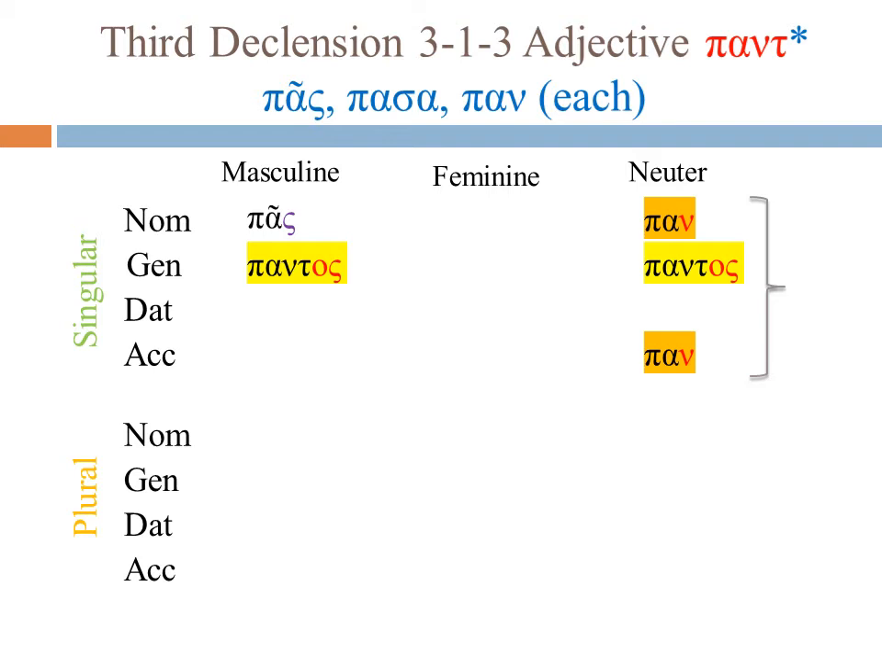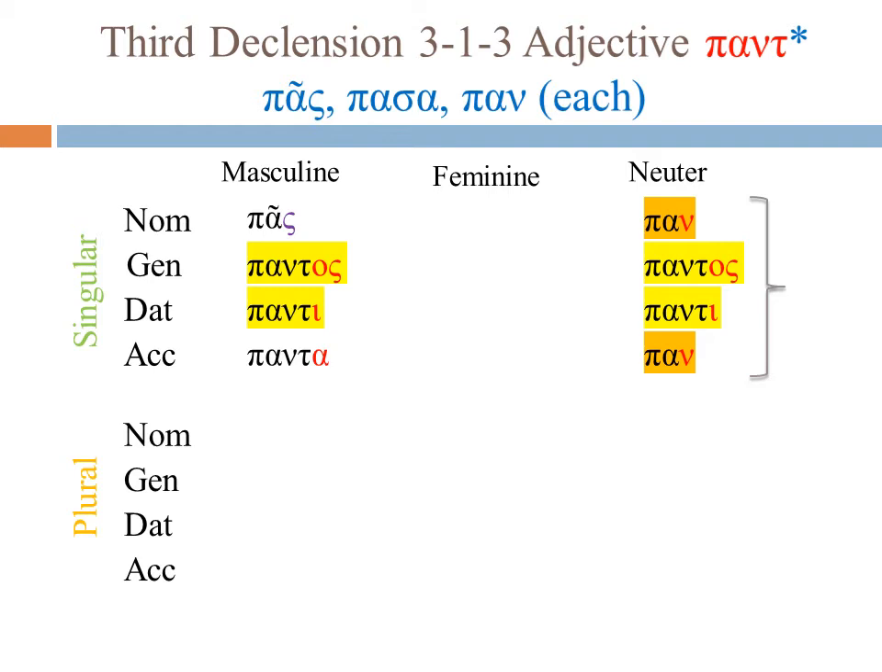pantos, in the masculine, and in the neuter, the masculine and neuter agree in the genitive and dative, is also pantos. The dative, panti, iota is a sign of the dative. Panti in both the masculine and the neuter. And then in the accusative, we get panta.